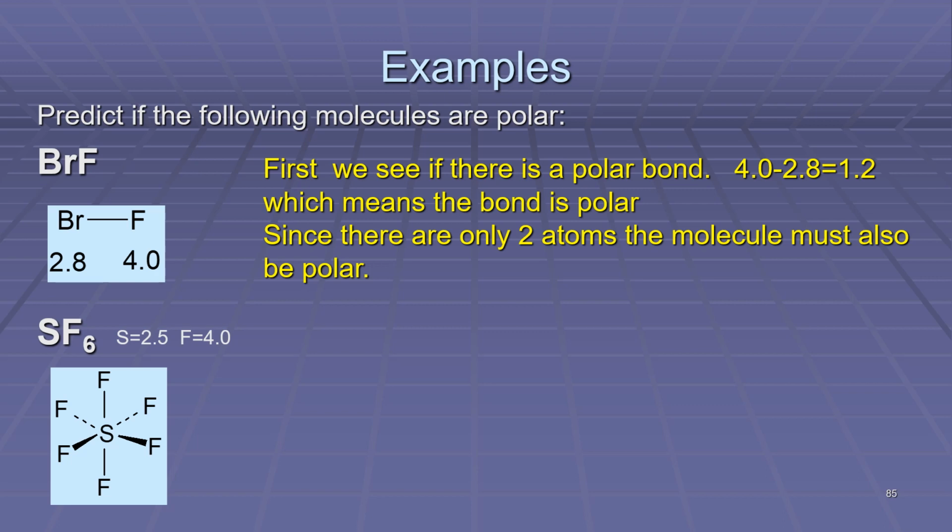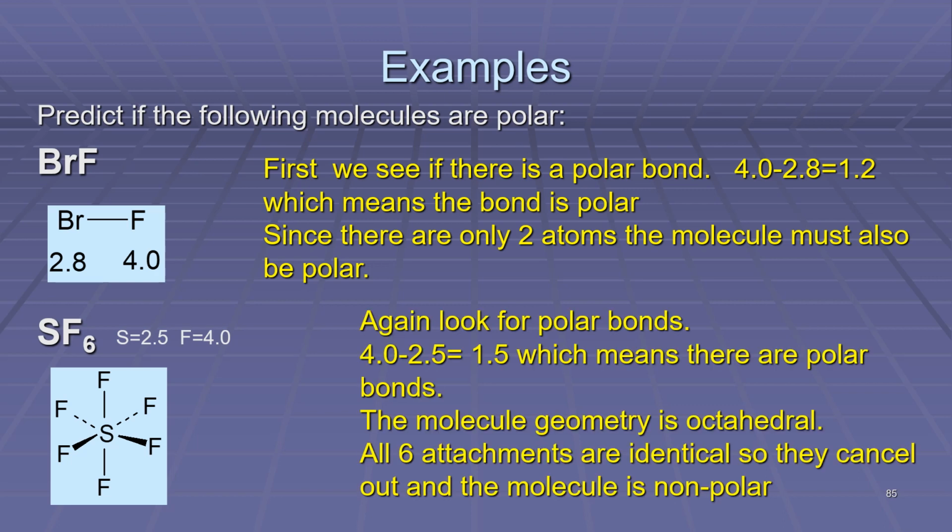So there's 6 F's bonded to the S, and you can almost see that it is symmetrical, so you can pretty much guess that it's nonpolar. But let's go through the steps. So first, let's look for polar bonds, because I may ask you that, even if the overall thing is nonpolar. So let's look at the bond. The only kind of bond we have here is an SF bond, and here are the electronegativities.